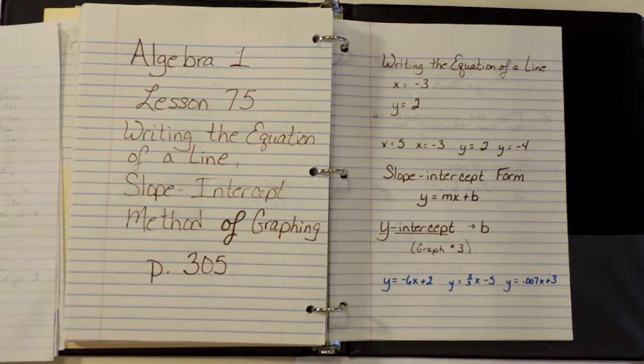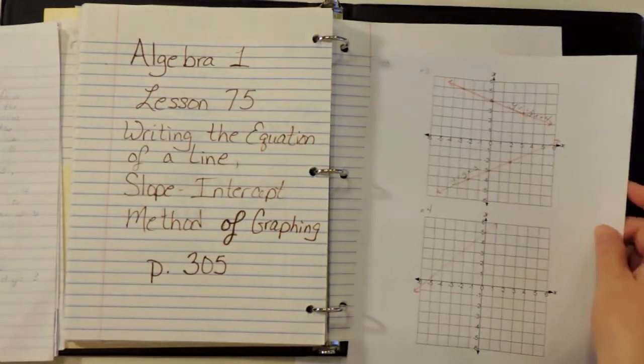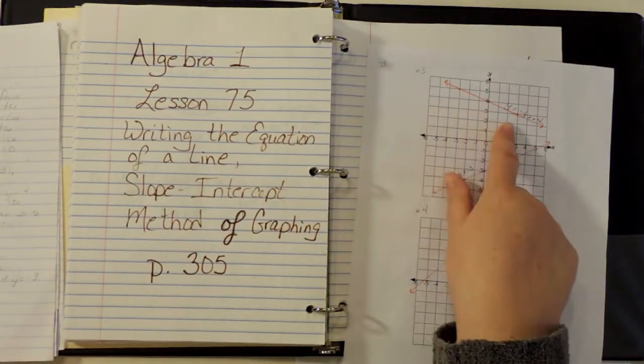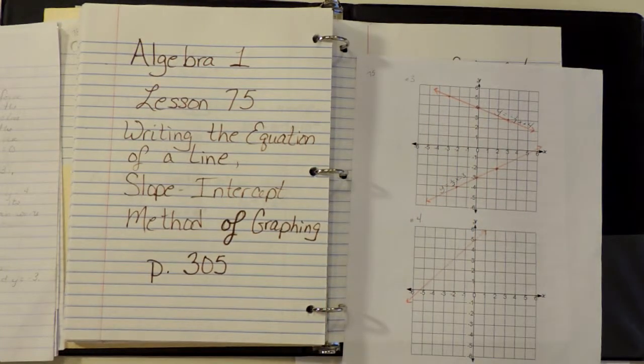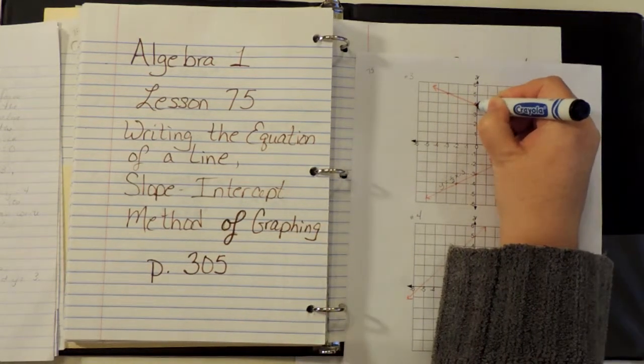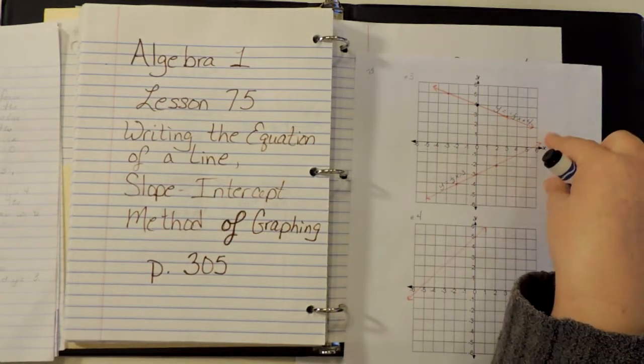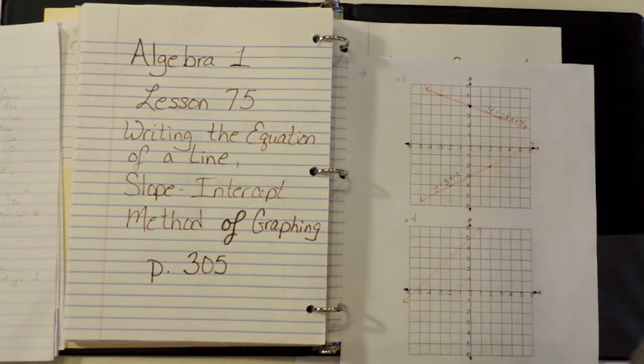In the slope-intercept form, y equals mx plus b, we call b the y-intercept because its value is the y-coordinate where the line crosses the y-axis, or in other words, where x equals 0. So in this line, right here, the line is crossing the y-axis where x equals 0 and y equals 4. So we know that the b of this line is going to be 4.